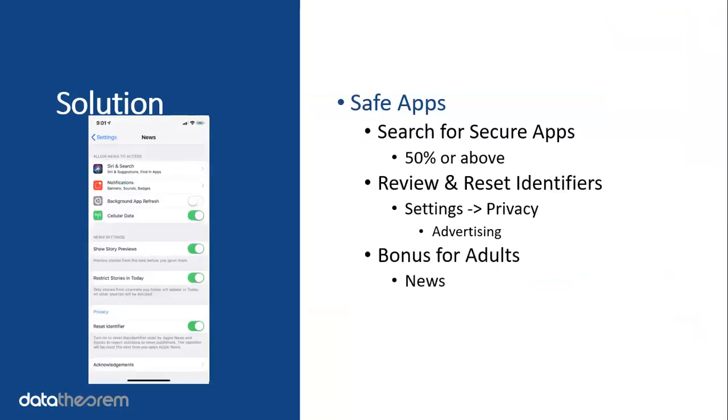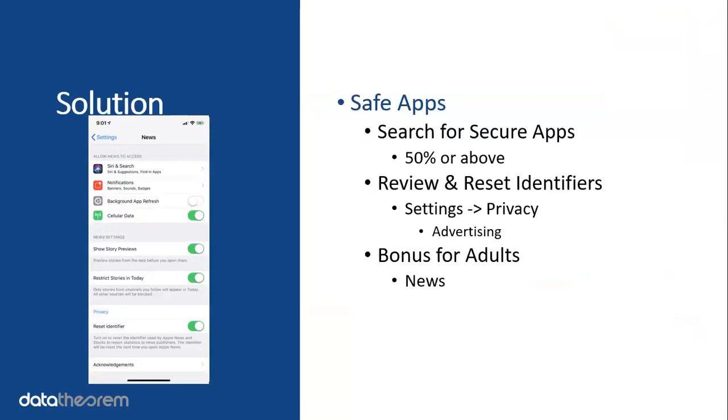Now, here's a bonus for adults. The other thing that is off by default that I want you to turn on now is go to your news app. The news app is on by default, so even if you don't use Apple News, when you left swipe off the main menu, all those articles come up. And there is a setting near the bottom that says restrict stories in Today. I want you to turn that on right now.